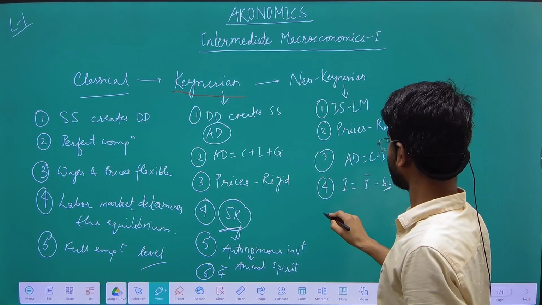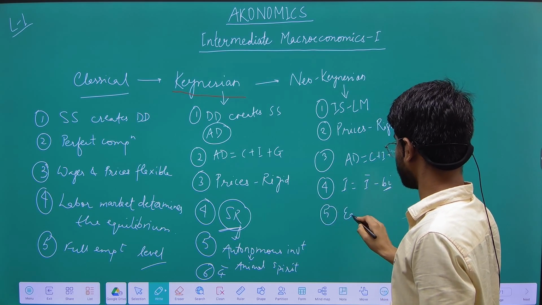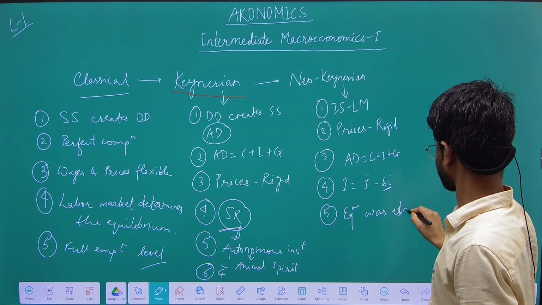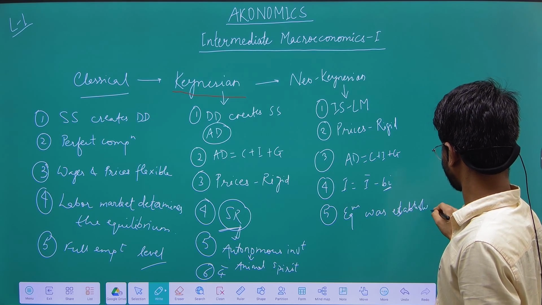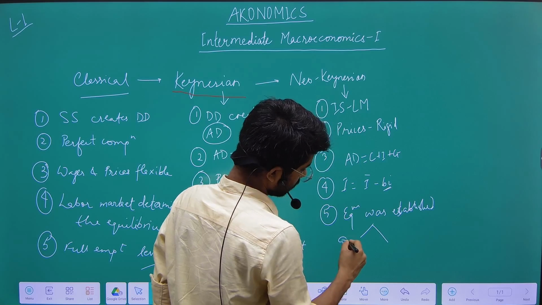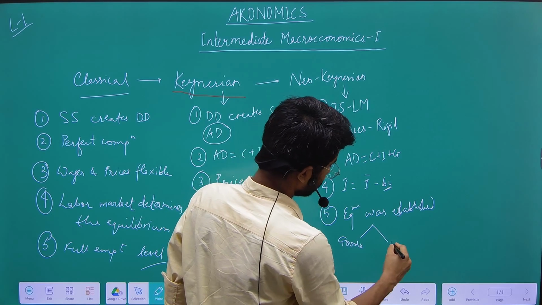So that is the case where you have this idea. And here, in this case, equilibrium was established for two different markets. One was the goods market and another was the money market.